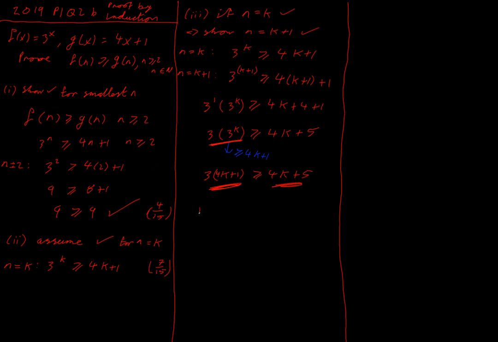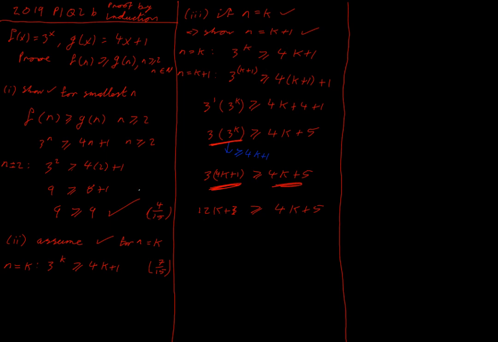So let's work this out. We get 12k plus 1, sorry, 12k plus 3 on 4k plus 5. Now, at this point, for some reason, you are entitled to say this is definitely true when k is greater than or equal to 2.